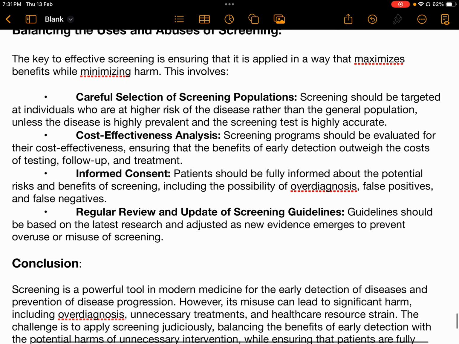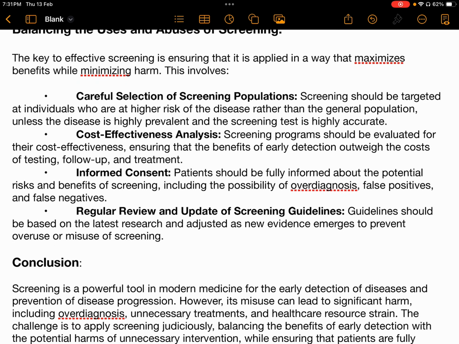Cost effectiveness analysis. Screening programs should be evaluated for their cost effectiveness, ensuring that the benefits of early detection outweigh the cost of testing, follow-up, and treatment. Informed consent. Patients should be fully informed about the potential risks and benefits of screening, including the possibility of overdiagnosis, false positives, and false negatives. Then regular review and updates of screening guidelines. Guidelines should be based on the latest research and adjusted as new evidence emerges to prevent overuse and misuse of screening.